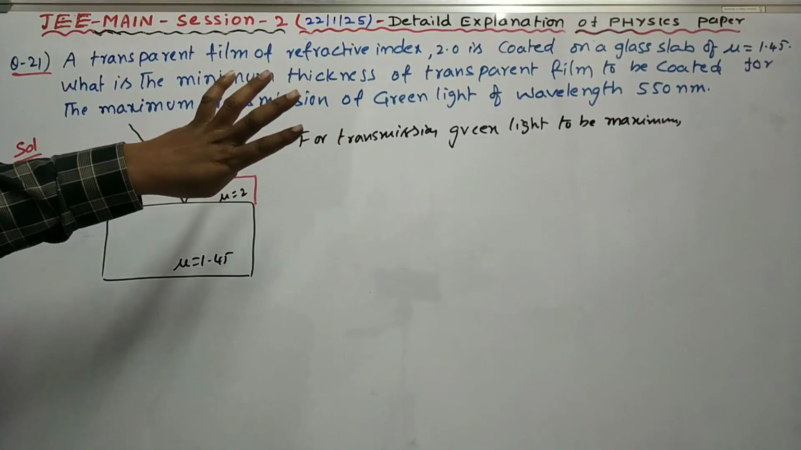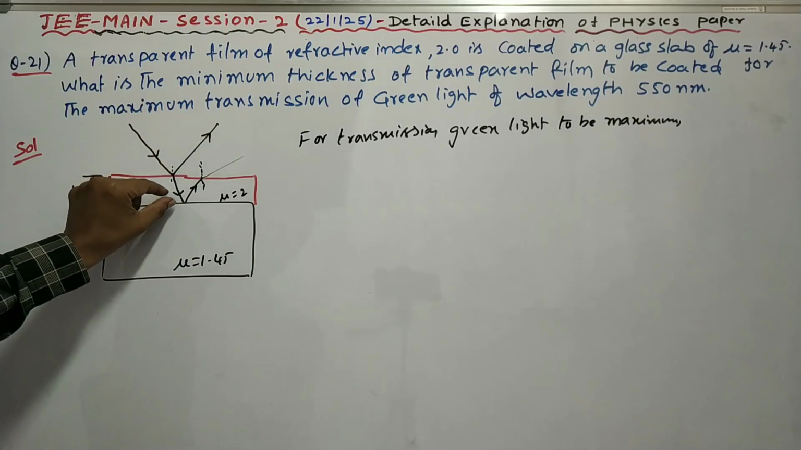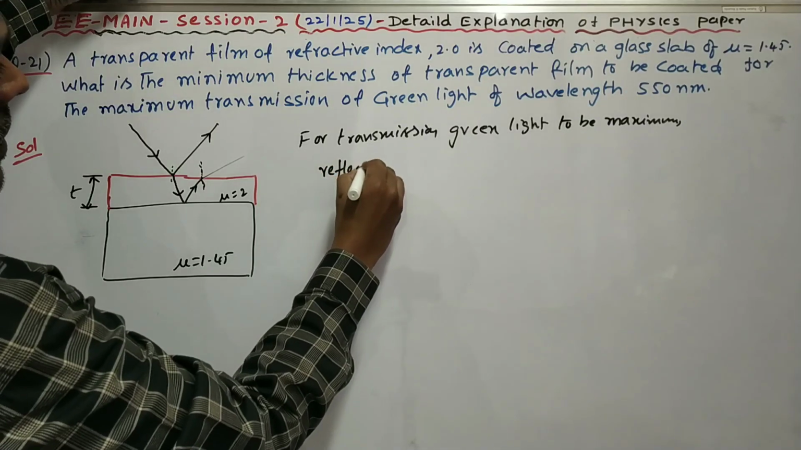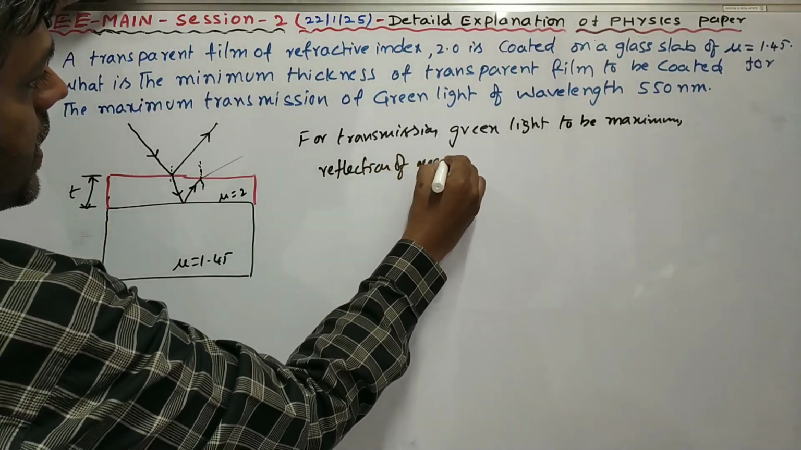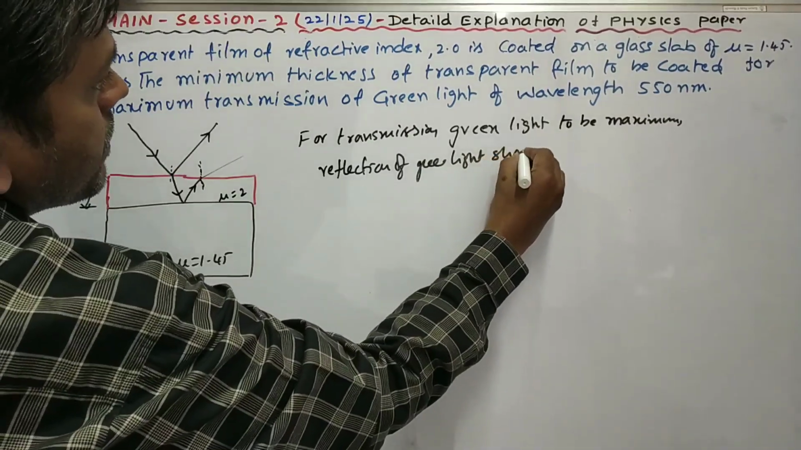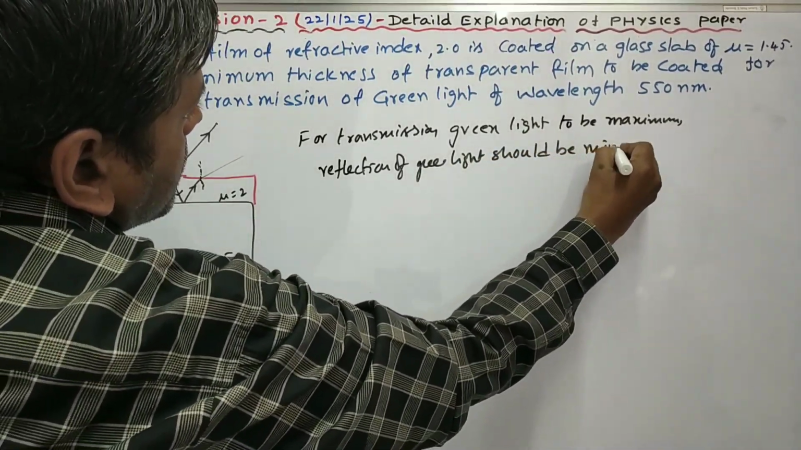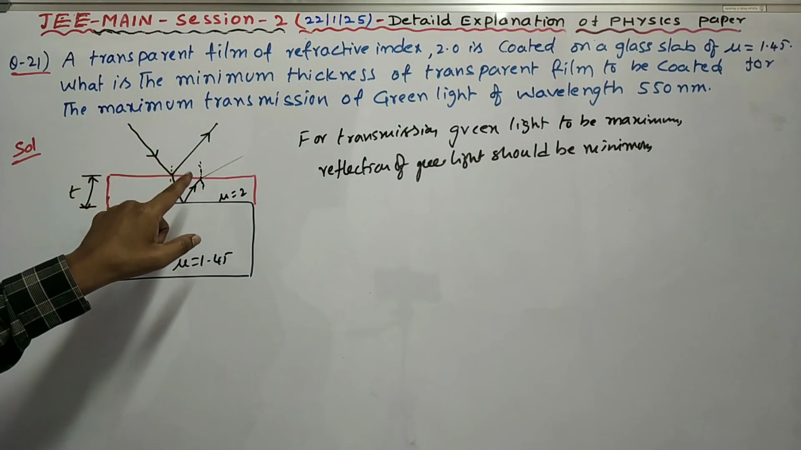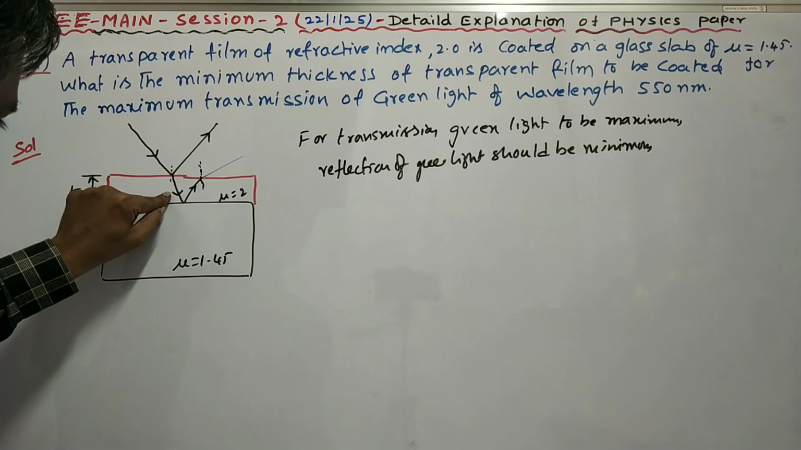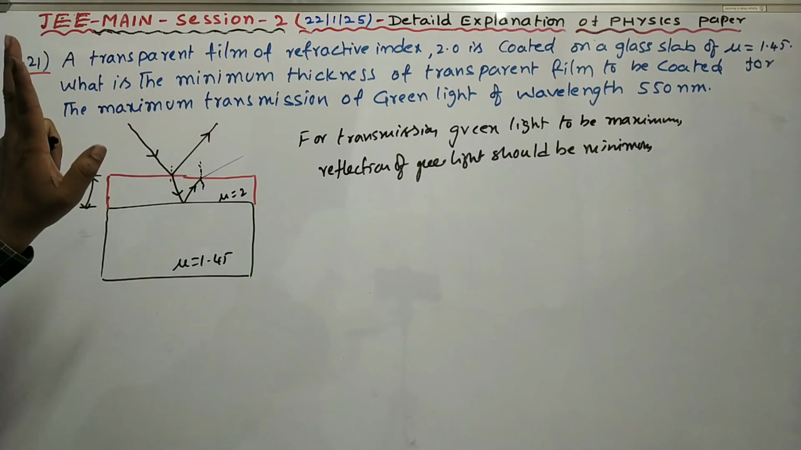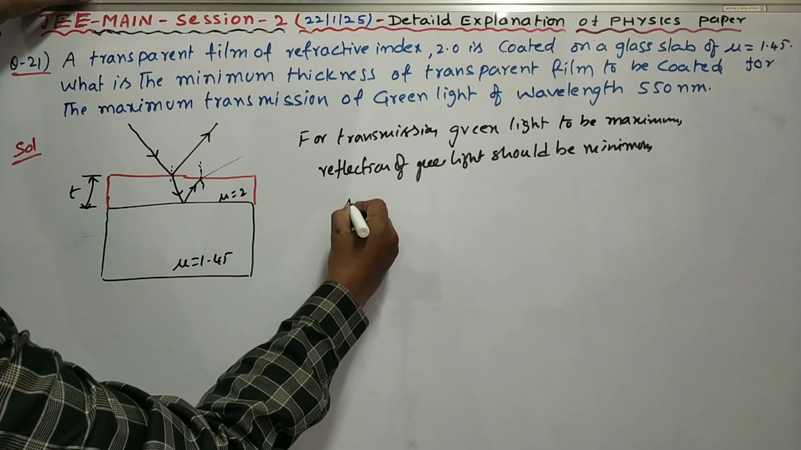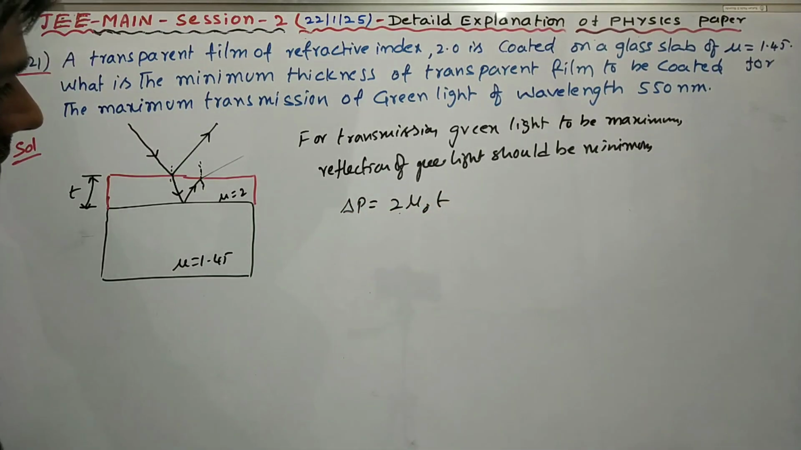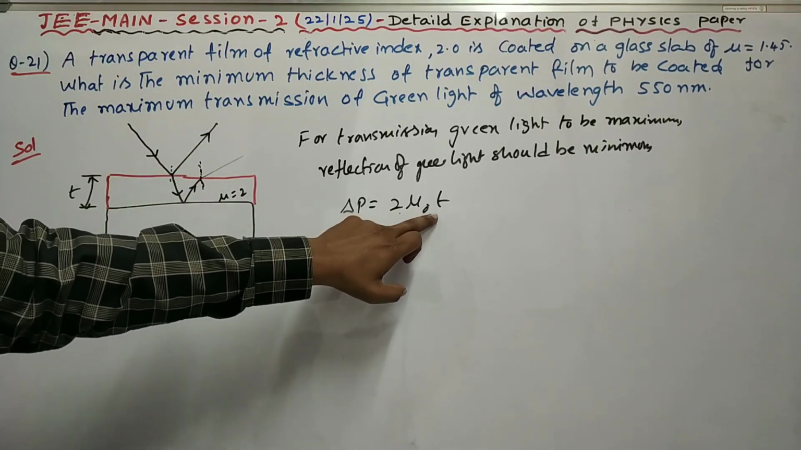When that happens, the reflection of green light should be minimum. Isn't it correct? For transmission of light to be maximum, reflection should be minimum. So the path difference delta P is equal to 2 mu naught T; there is a direct formula for this.